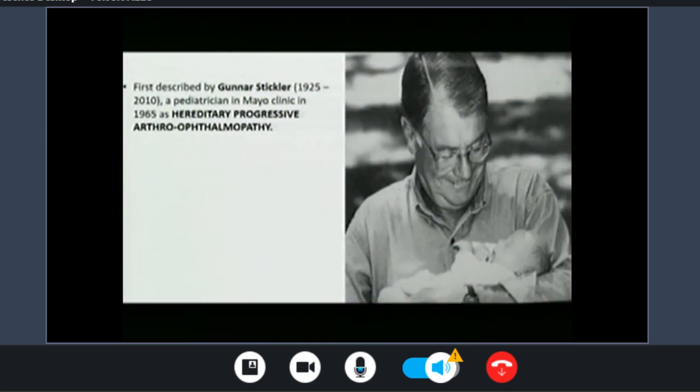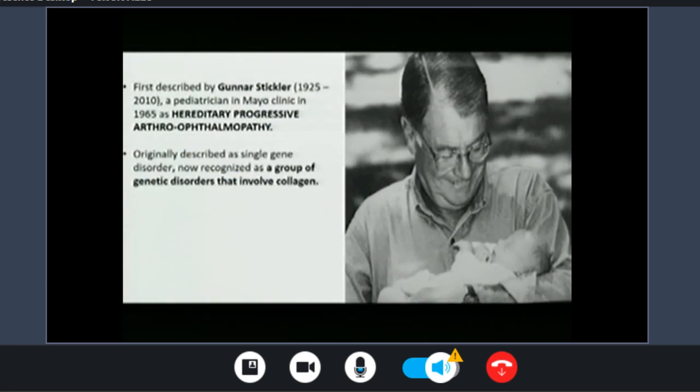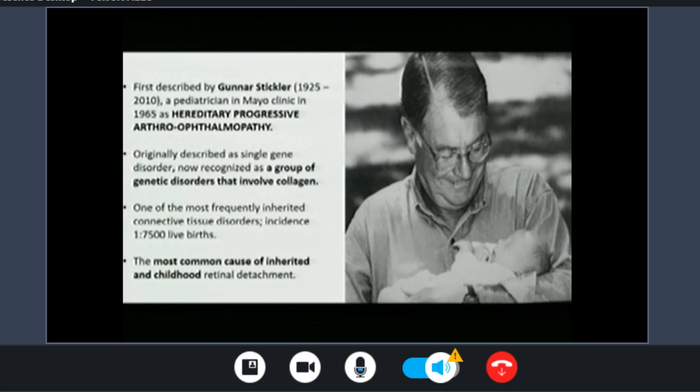It was first described by Gunnar Stickler, a pediatrician at Mayo Clinic, in 1965 as hereditary progressive arthro-ophthalmopathy. It was originally described as a single gene disorder, now recognized to be a group of genetic disorders that involve collagen. It is one of the most frequently inherited connective tissue disorders with an incidence of 1 in 7,500 live births. It is also the most common cause of inherited and childhood retinal detachment.